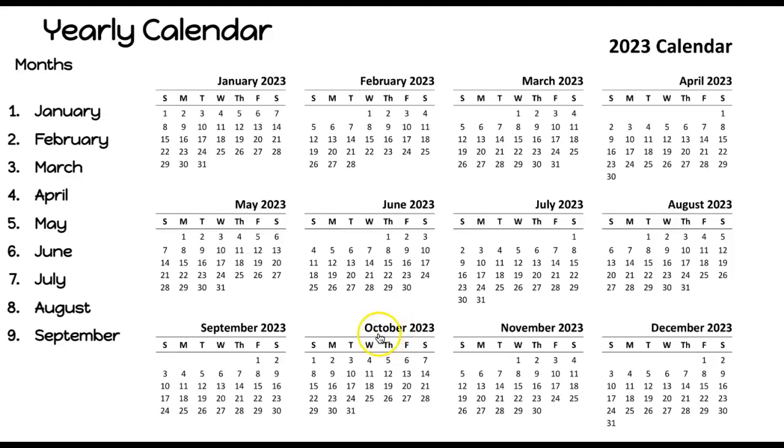October is the 10th month. November is the 11th month. And December is the 12th month.